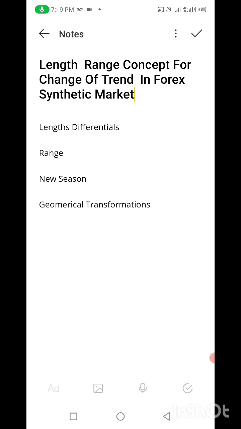Actually, one of the reasons you lose more money is because of change of trend. So this topic actually treats the problems of change of trend, how to know when trend has changed, and then how to build your confidence and follow the new trend.